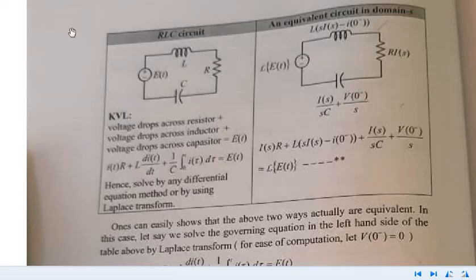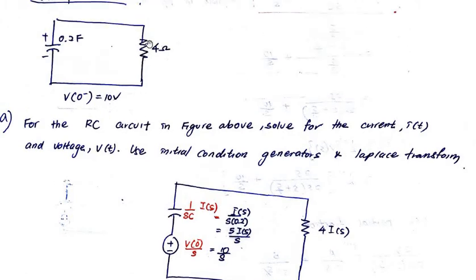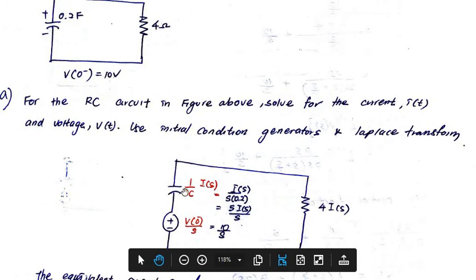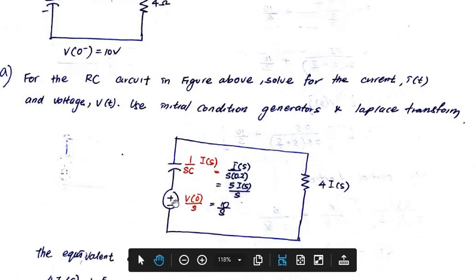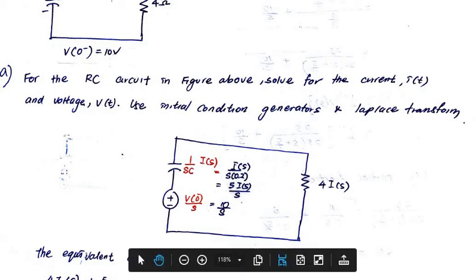First, if you refer to page 148 in your module, you will find that the resistor is RIs. Similarly, the R in the question is 4, so it is 4Is. And the capacitor and the source: the voltage across the capacitor is Is over sC.